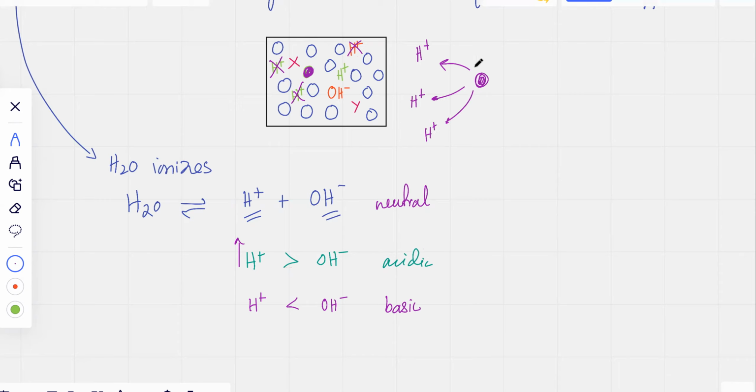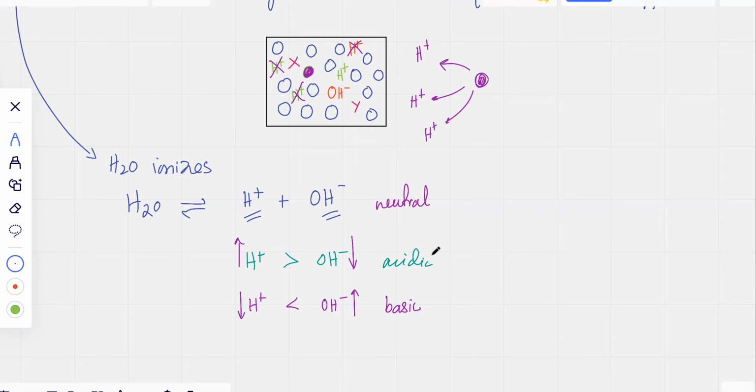Acid is a molecule that starts producing H plus 1 ions. So the amount of H plus 1 ions in the solution increases. Or if the solution is basic, then the quantity of H plus 1 ions would go down and the quantity of OH ions in the solution would increase.